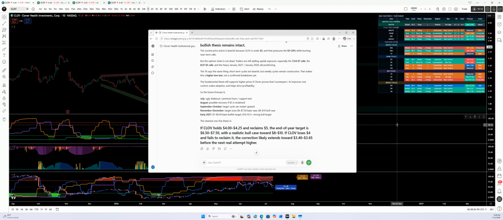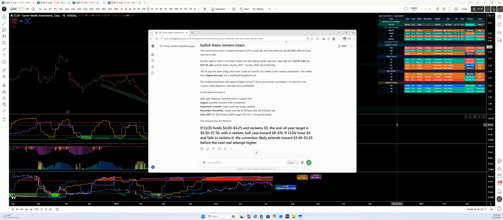Number 3, bookmap liquidity thesis. From our prior bookmap work, the important liquidity zones were not just above price. There was meaningful support liquidity below, especially around the $3.40 to $3.20 area. That matters because this current drop may not be random. It can be interpreted as a liquidity sweep, premium burn, shakeout.